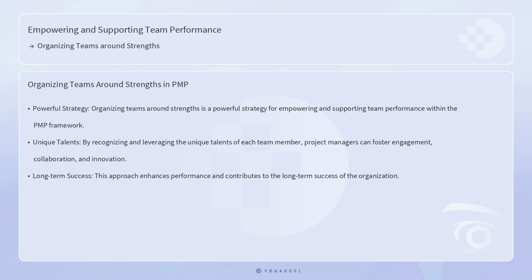In conclusion, organizing teams around strengths is a powerful strategy for empowering and supporting team performance within the PMP framework. By recognizing and leveraging the unique talents of each team member, project managers can foster an environment of engagement, collaboration, and innovation. This approach not only enhances individual and team performance, but also contributes to the long-term success of the organization. The empirical evidence supporting strengths-based team organization is compelling, making it a crucial consideration for project managers seeking to optimize team dynamics and achieve outstanding project outcomes.